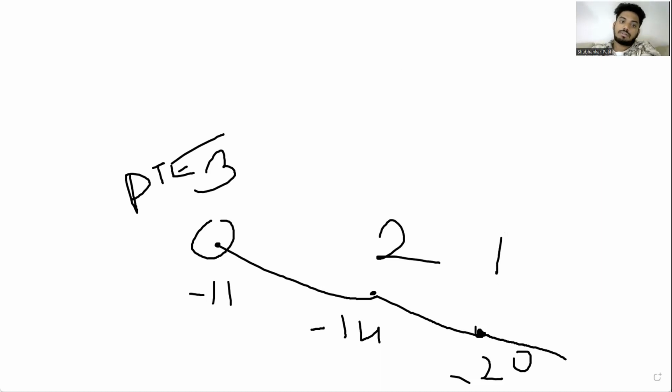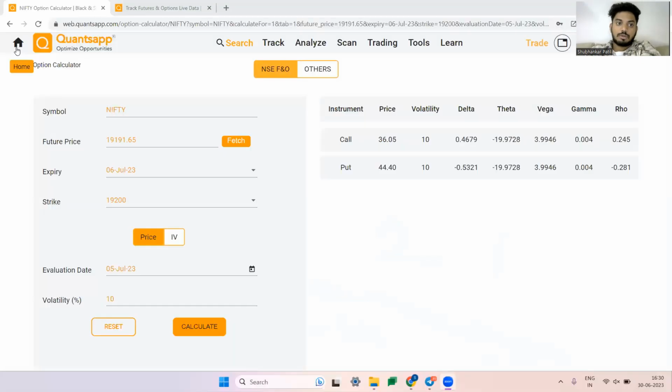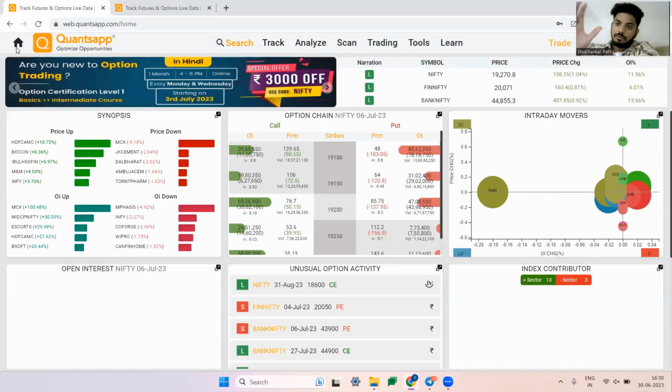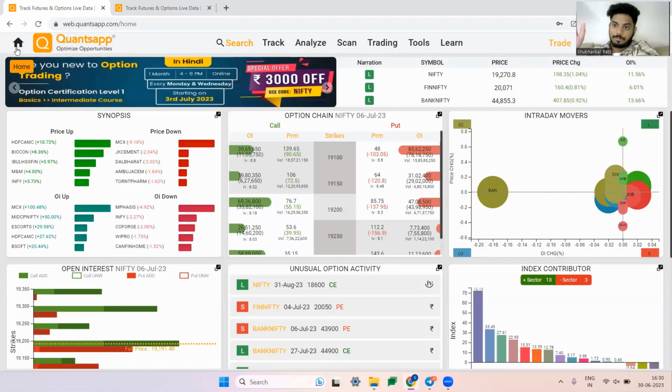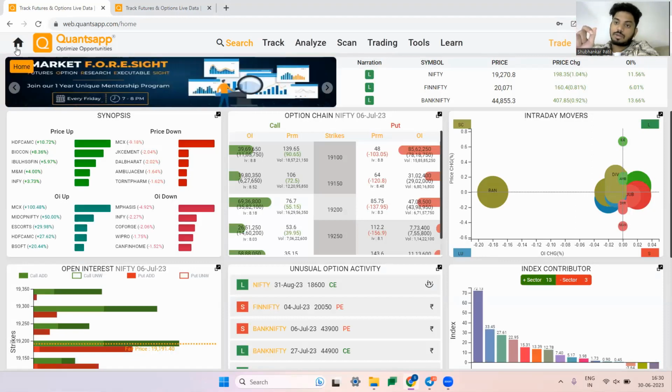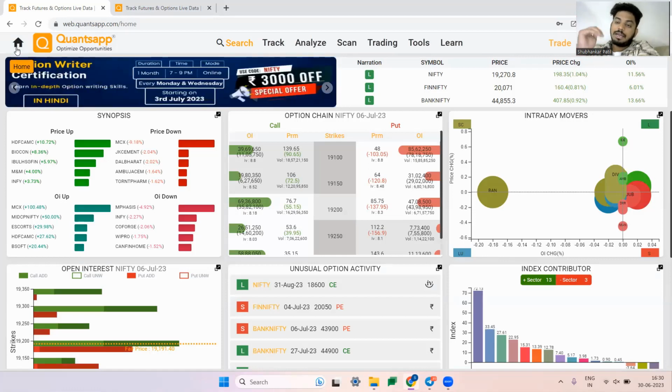So what we learn from here is that the theta decay keeps on increasing its pace as we move closer towards the days to expiry. Less the number of days to expiry, more the theta decays. Okay, as we move closer to the expiry day, the theta decay will start to pick up the pace.